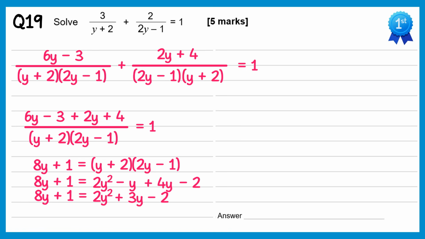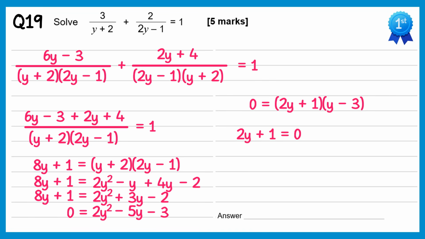And then if we subtract 8y and 1 from both sides, the left hand side will become 0, and the right hand side will become 2y squared minus 5y minus 3. So we now have a quadratic equation where one of the sides equals 0. So to solve this we just need to factorise or use the quadratic formula. This one fortunately does factorise. It becomes 0 equals 2y plus 1 and y minus 3. This will give you two solutions. We have 2y plus 1 equals 0, and then y minus 3 equals 0. The left one will give you y equals negative a half, and the right one gives you y equals 3.